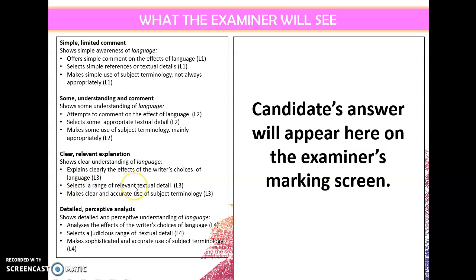The second bullet point is about textual detail, so that's your quotations, your references. And the final bullet point is about your use of subject terminology, so that's very much the how part of your answer. So you've got your evidence, your terminology, and then the explanation as to why. What effect does that have on the reader? How does it position the reader? So that's how you get your marks.